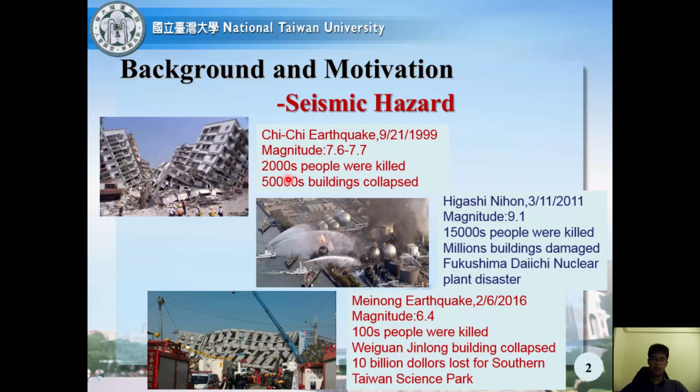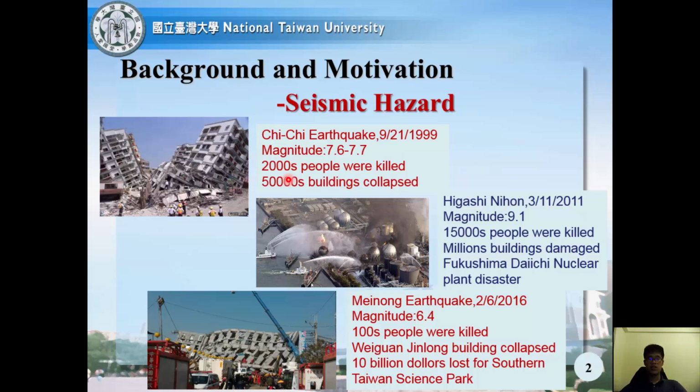We already know that seismic hazard is always a great impact, not only to foreign countries but also to Taiwan. Here are a few examples. The first one is the Chi-Chi earthquake in 1999, which caused 2,000 deaths and 50,000 buildings collapsed. Another incident is the Higashi Nihon earthquake, well known as the 311 earthquake, which caused the Fukushima Daiichi nuclear plant disaster. The last example is the Meinon earthquake in 2016, which caused the Weiguan Jingliang building to collapse, and also caused $10 billion loss for the Southern Taiwan Science Park.